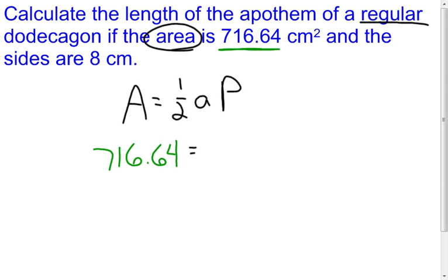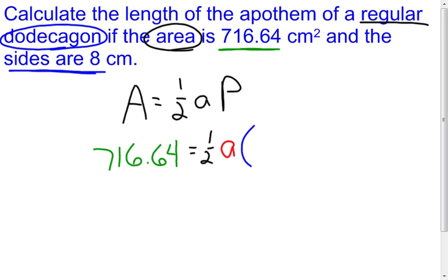So I have area equal to 1/2. Now the apothem, it wants me to calculate, so that I don't know. I'm just going to leave that as the variable. And then for the P for perimeter, I do know that the sides are 8 centimeters long, and that it's a dodecagon. Well, a dodecagon is a 12-sided polygon, so I can get my perimeter by doing 12 times 8. Now I look at my little equation and, voila, there's only one variable. I can solve this.